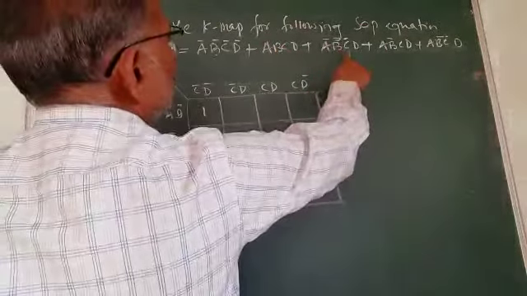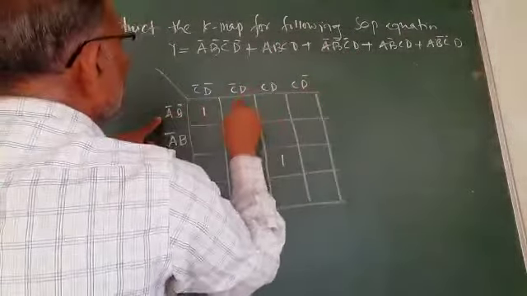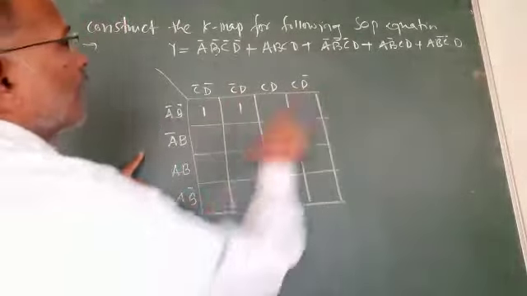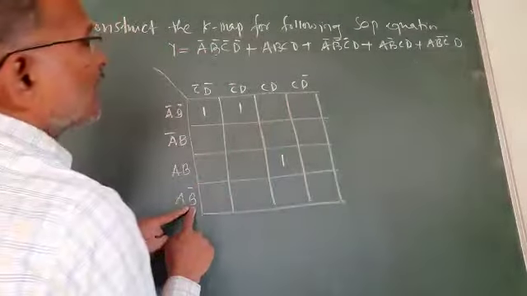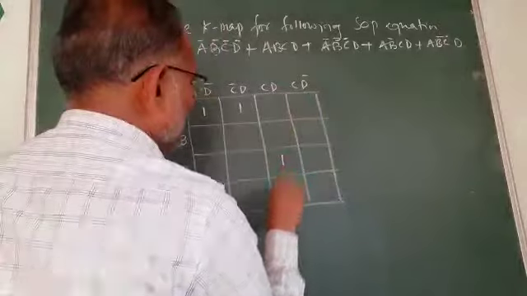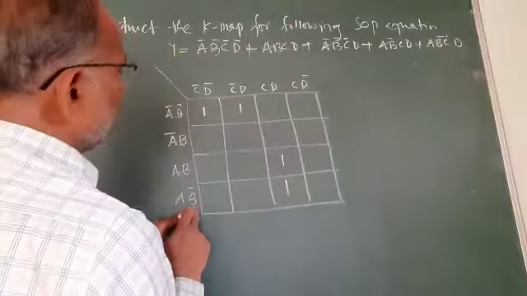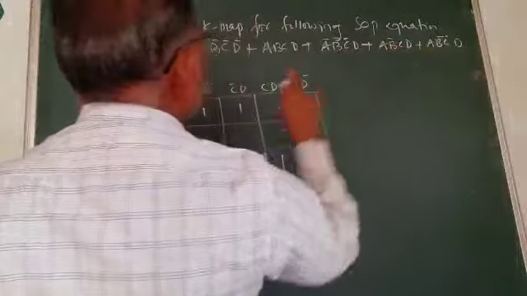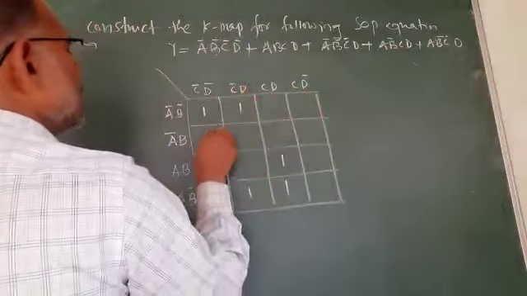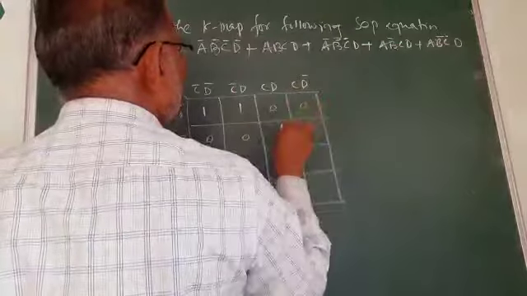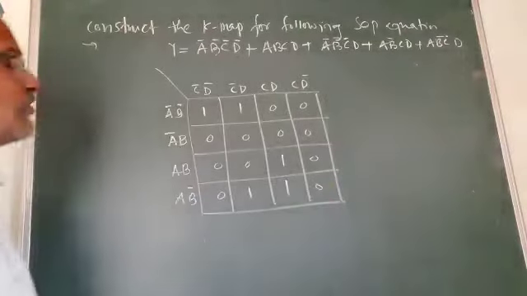A bar B bar C bar into D. So A bar B bar is this and C bar into D. So this is 1 here. Again we have this term A B bar and C D. So C D is there, so 1 is here, and A B bar C bar. A B bar is here and C bar D. So C bar D. So here, others are 0. So I will write like this. This is the Karnaugh map for the given SOP equation.